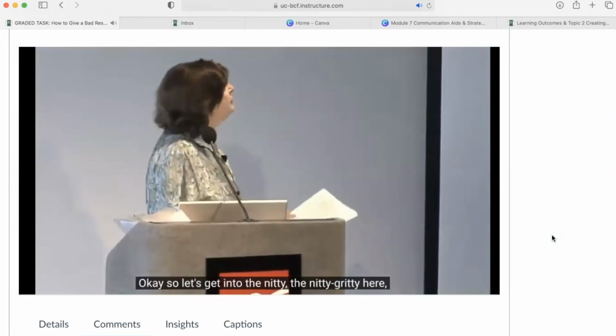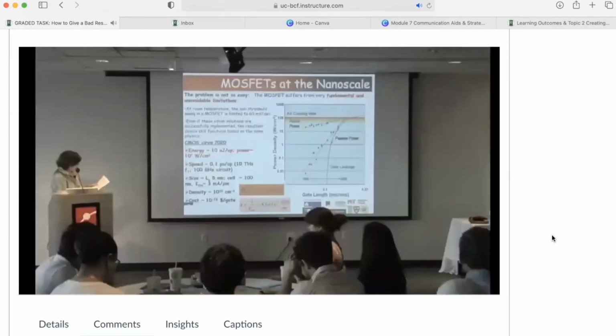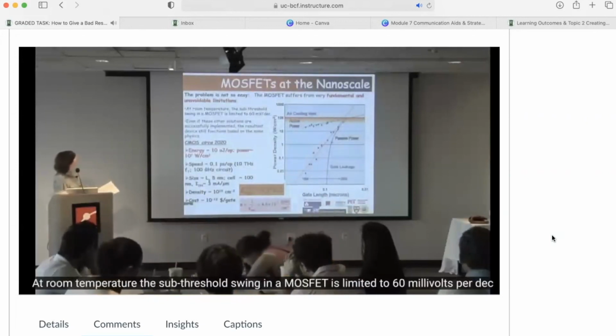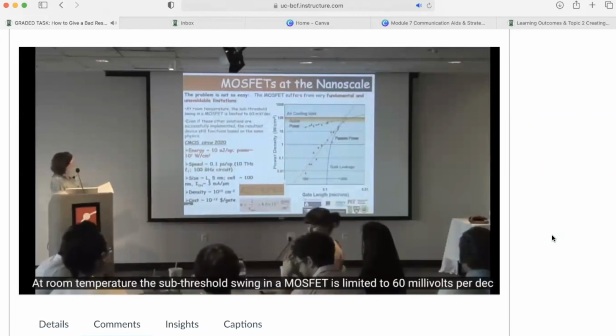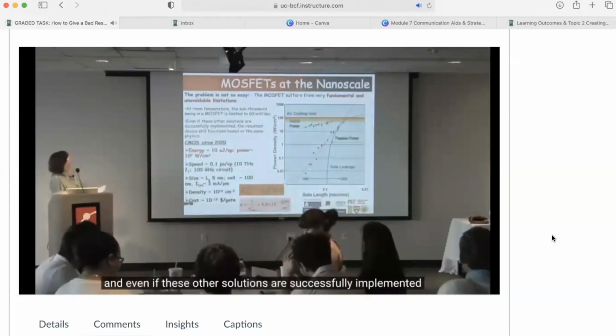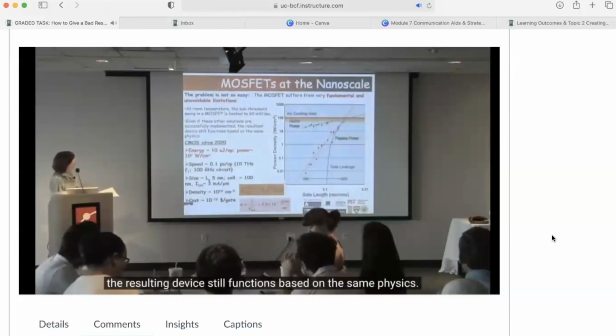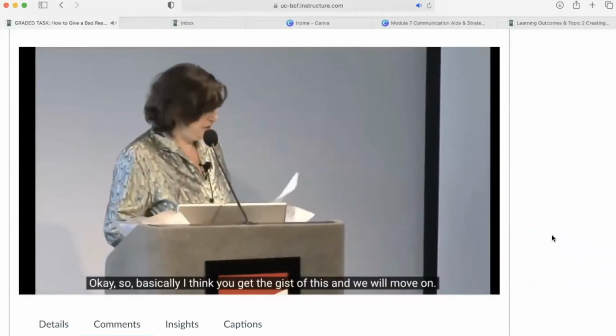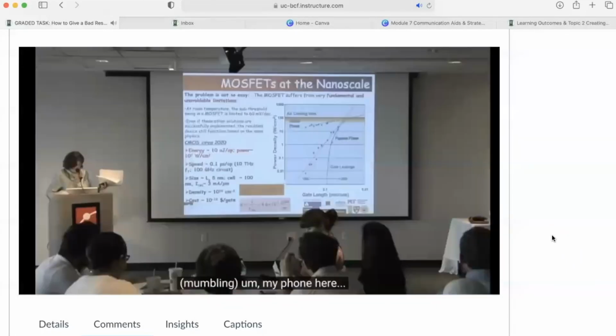Okay, so let's get into the nitty gritty here. MOSFETs suffer from very fundamental and unavoidable limitations. At room temperature, the subthreshold swing in a MOSFET is limited to 60 millivolts per decade. And even if these other solutions are successfully implemented, the resultant device still functions based on the same physics. Okay, so basically I think you get the gist of this, and we will move on.